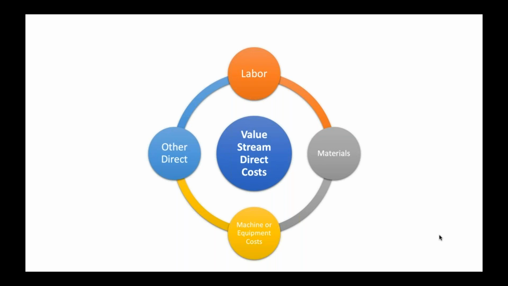Now remember, the goal in this process is to identify as many direct costs as possible. The reality is that the perfect value stream doesn't exist. So this is a process, and you want to go through the process and do as well as you can. Don't let this hold you up. Try not to be perfect. Just try to be good at it and practice it, and you'll get better. Labor.